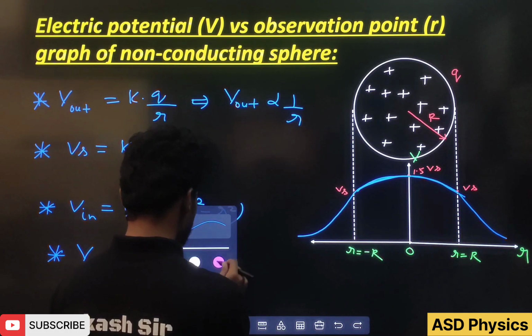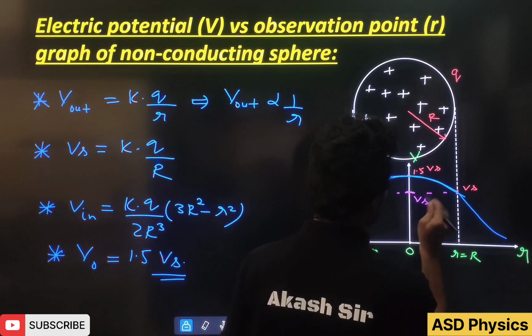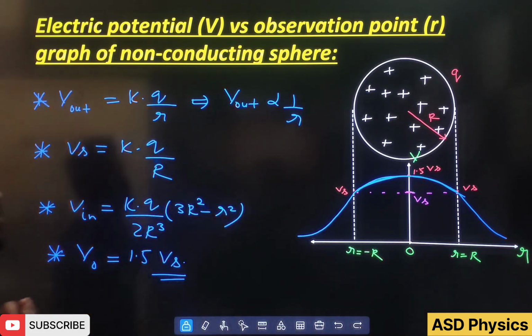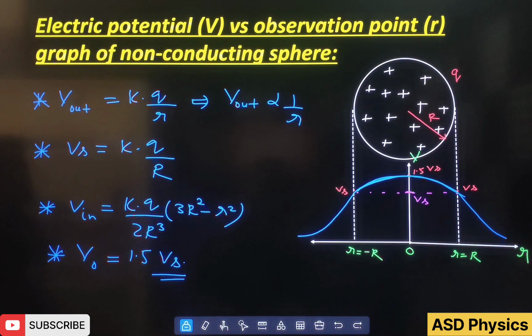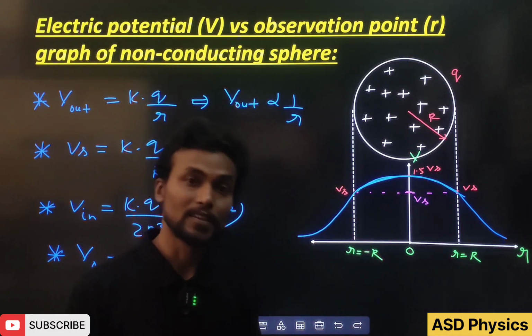Now, students, see this one here. This line also you can draw like this. And what is this? This we used to write here as Vs. So this is the graph of what? This is the graph of electric potential due to a non-conducting sphere. Okay, remember it very well. In case of negative charge, this graph will shift downward.